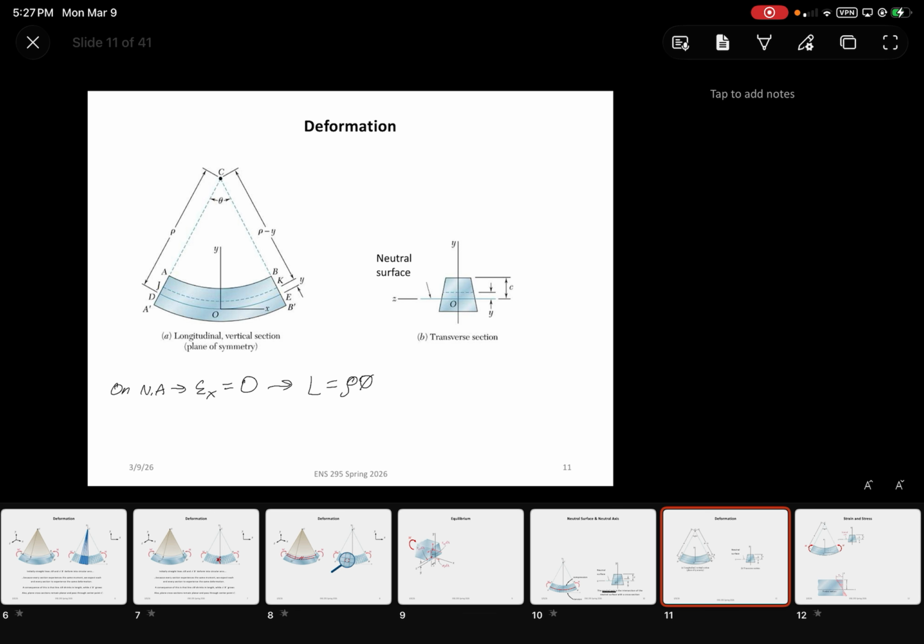Now, let's take a look at some arbitrary point that we're interested in. This arbitrary point, let's say, is that line JK, which is the dashed line that's shown right on the diagram.